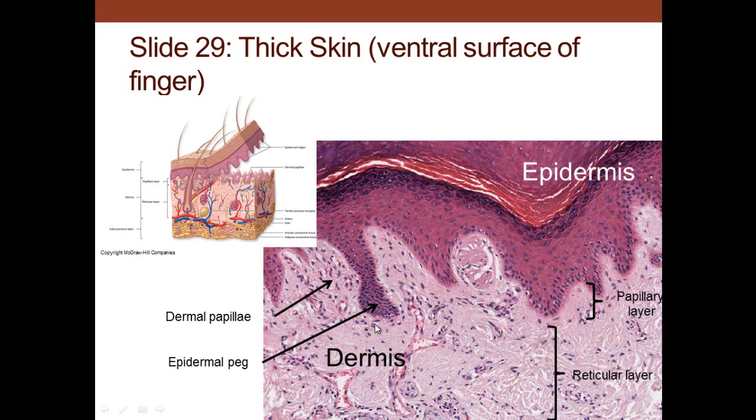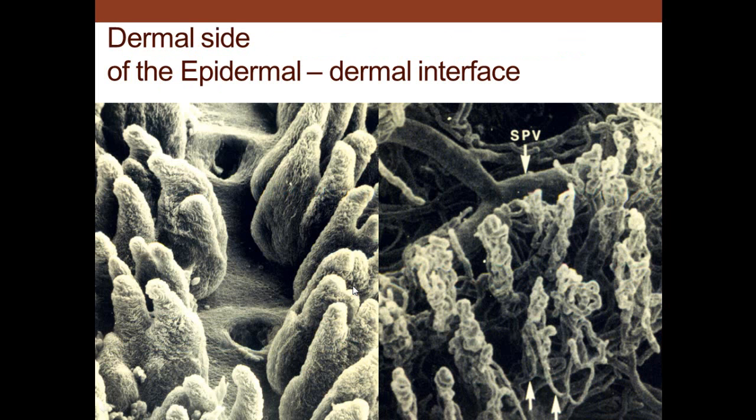And in the papillary layer, you can see the dermal papillae project up. So this is dermis, and coming down into the dermis are the epidermal pegs, or they may be called rete pegs. So this is epidermis coming down into the dermis. These are pegs versus dermal papillae. And you can see these in scanning electron micrographs showing the dermal papillae projecting up where the dermis would be.